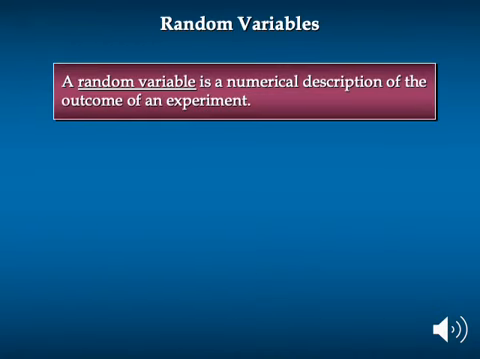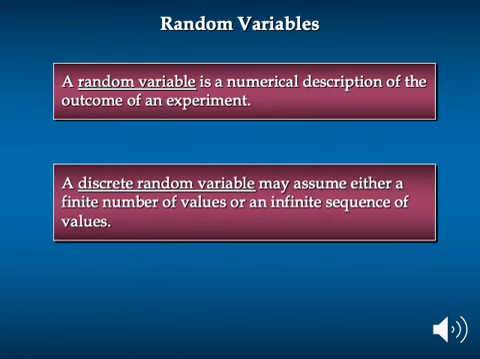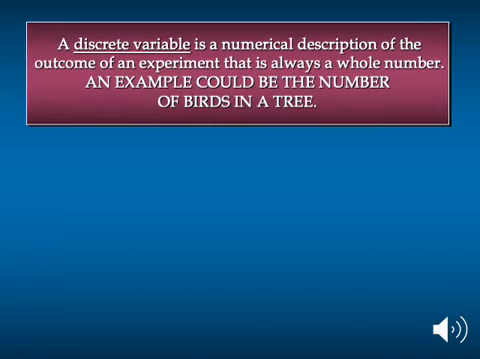A random variable is a numerical description of the outcome of an experiment, nothing earth-shattering. A discrete random variable may assume either a finite number of values or an infinite sequence of values. What that means specifically is that a discrete variable is a numerical description of the outcome. It's always a whole number, and that's what the key is.